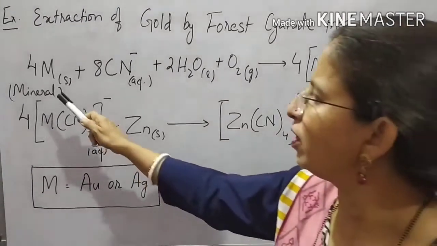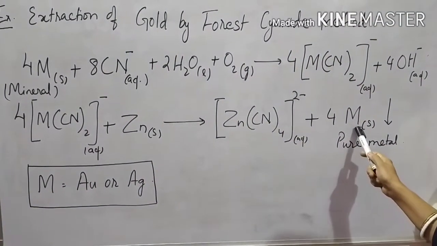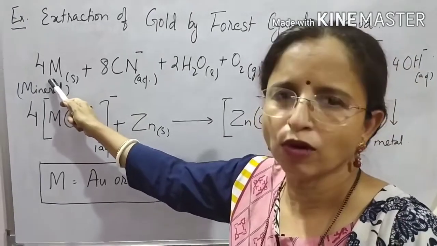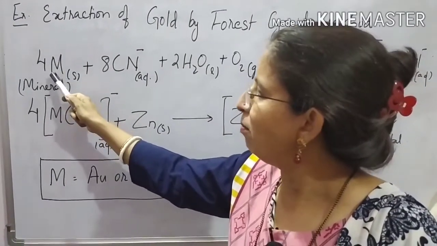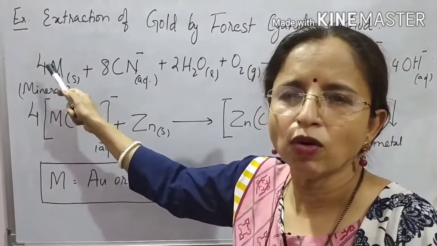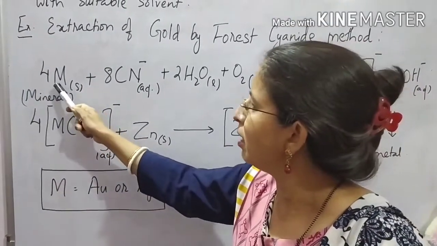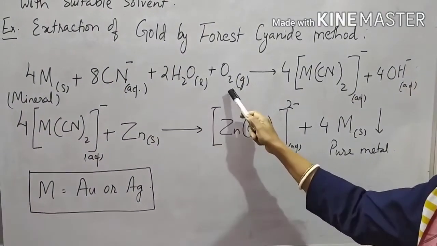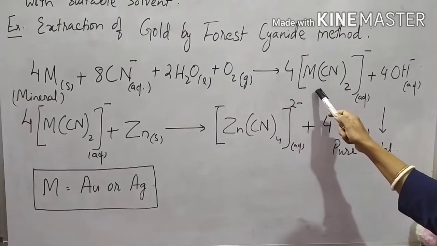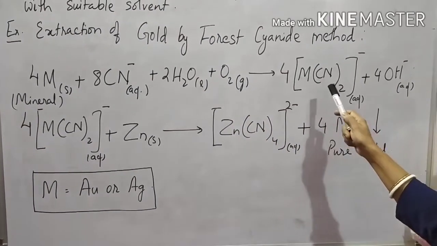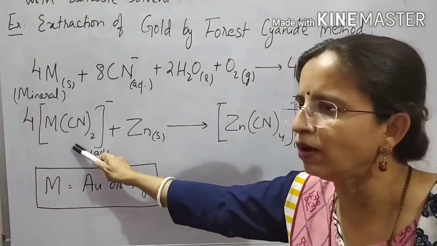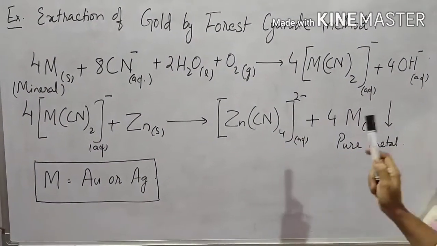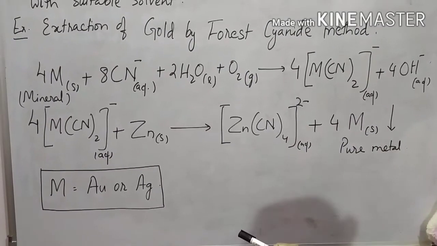Now what is the difference between this M and the last M? This M is the impure form of the noble metal, mineral form, rock form, where M can be gold or silver found along with the mineral ore. Here the mineral ore is digested with aqueous solution of cyanide in presence of air. We get a soluble complex of metal cyanide. Then zinc is added to this soluble complex. We get pure metal precipitated, and zinc cyanide remains in the solution.